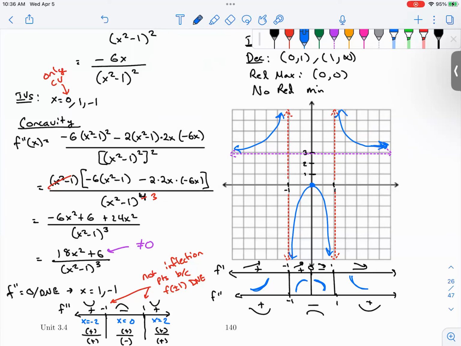0, the inflection did not change. 0 is a relative max. You can cross horizontals, right? Horizontals you can cross. Yeah. Sometimes you cross them, sometimes you don't. It all depends.